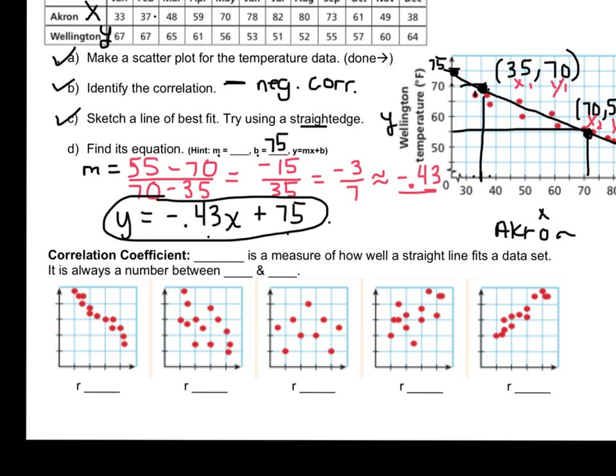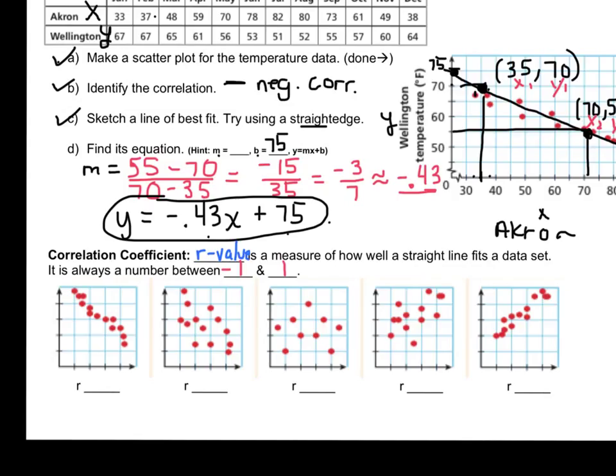So how do you really know if you have a good line? Or if the relationship between your data is actually one that's worth looking at? We have this thing called the correlation coefficient. It is called an R value. The R stands for regression, because that's what we're studying, and it's a measure of how well a straight line fits a data set. It is always a number in between -1 and +1.